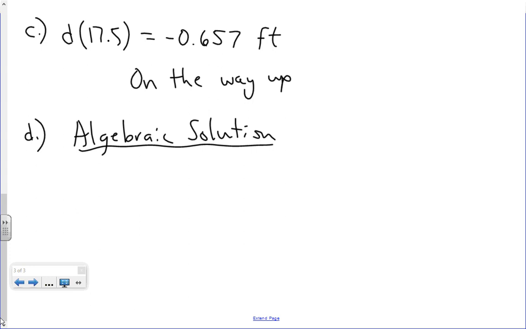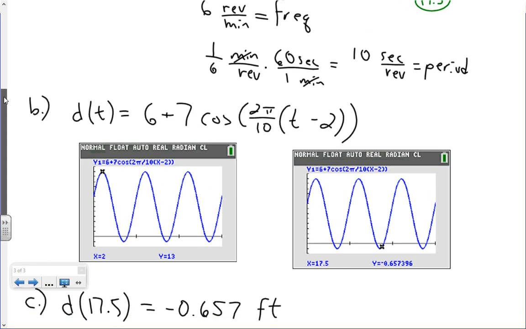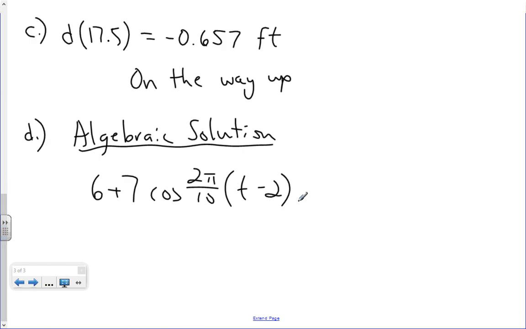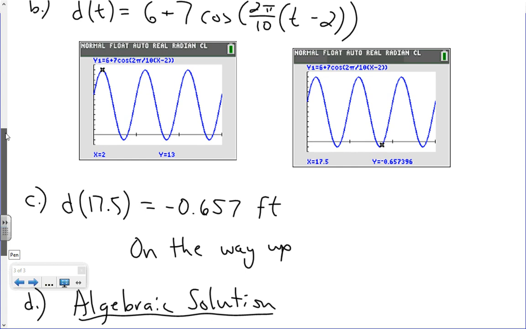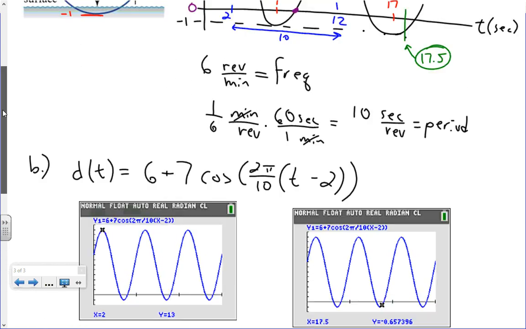So let's do that. Let's take our equation that we came up with, which was 6 plus 7 cosine of 2 pi over 10 times t minus 2. Let me just double check that I got that written down correctly. 6 plus 7, yes. And we're going to set that equal to 0. In fact, we could even find what value of n we're going to pick here, and whether it's going to be the plus or minus in our solution, before we even go through this.